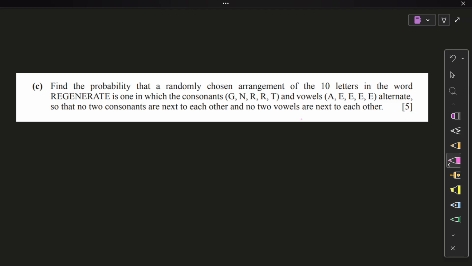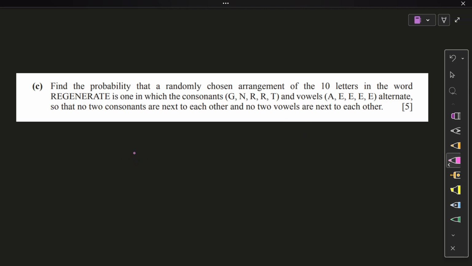Probability, the condition in the numerator is that they alternate. And when they are alternating, none of them are going to be next to each other. That makes sense. Okay, so let's make a case.